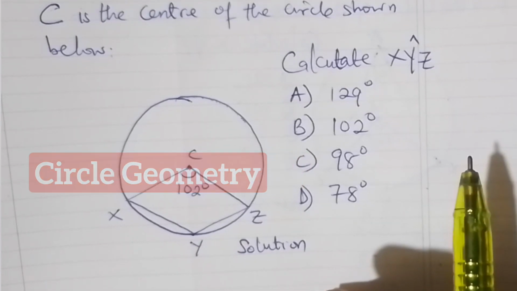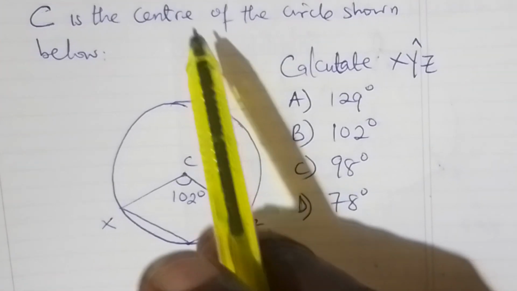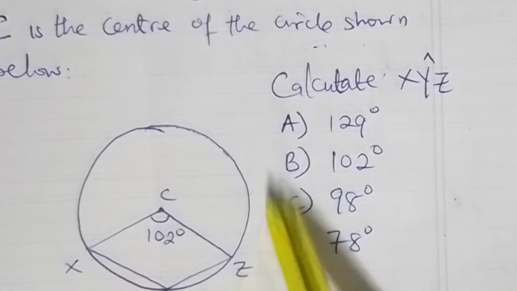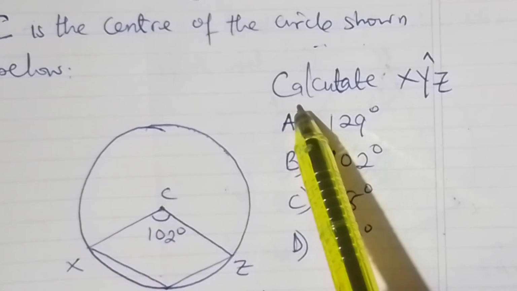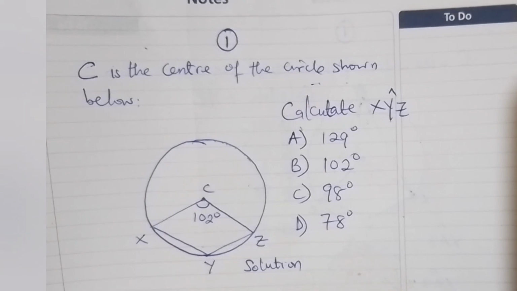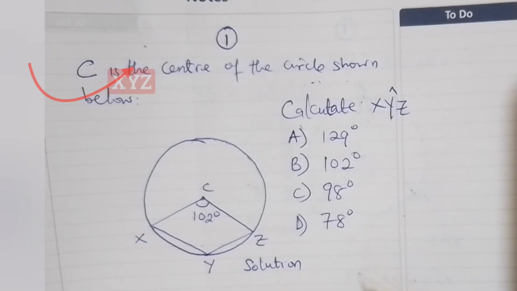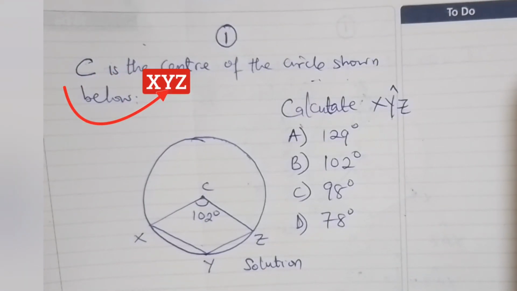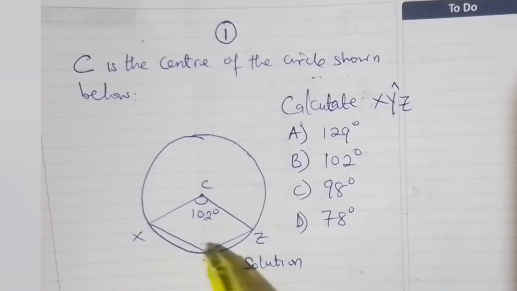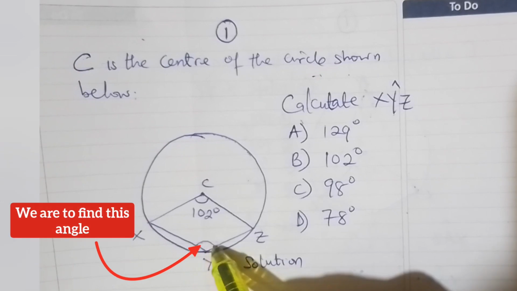So let's take the first one right here. We are told that C is the center of a circle shown below. So we have this circle right here and we have to find the angle XYZ. In circle geometry, angles are given in terms of 3 letters, and the letter in the middle is where the required angle is. So we have XYZ, and we're actually looking for the angle at this particular point here. This angle here, this is what I'm looking for.